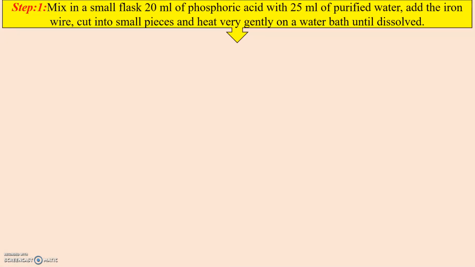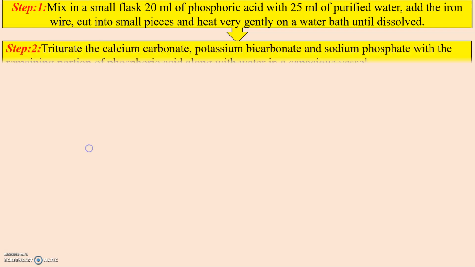First step is to mix in a small flask 20 ml of phosphoric acid with 25 ml of purified water. Then add the iron wire that is previously cut into small pieces. Then heat this solution very gently on a water bath until dissolved.